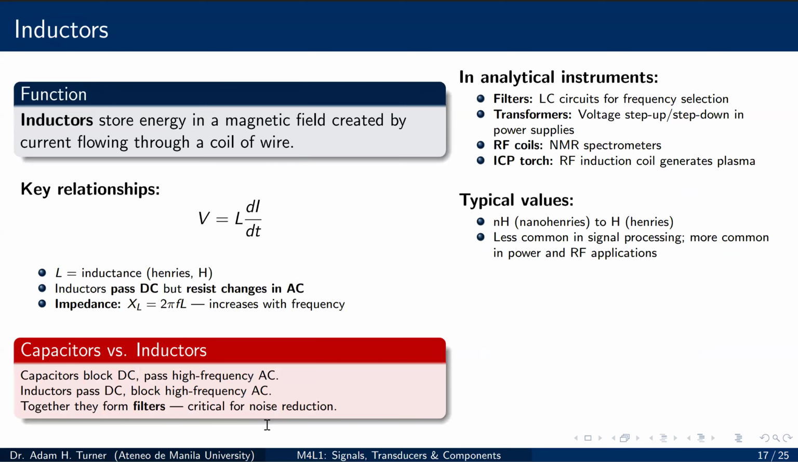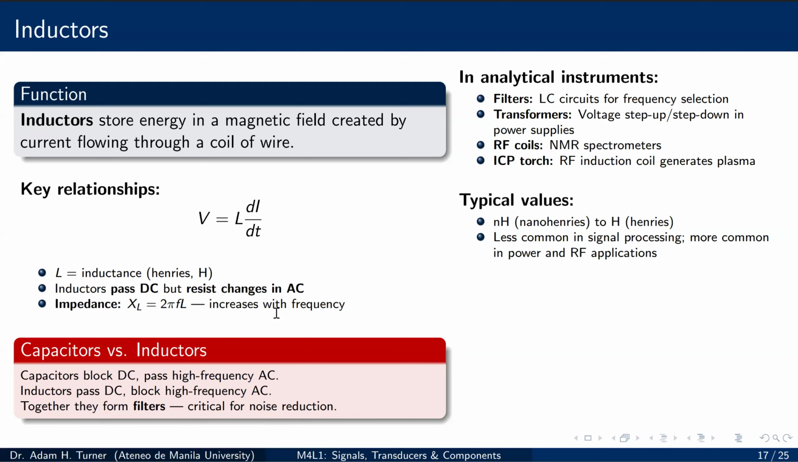Then the last one is inductors. Inductors are the complement of capacitors. They store energy in a magnetic field created by current flowing through a coil. The voltage across an inductor is L times dI over dt. It opposes changes in current. The impedance is XL equals 2 pi f L, and so this increases with frequency. So inductors pass DC freely, but resist high frequency AC. They're kind of like the opposite of capacitors.